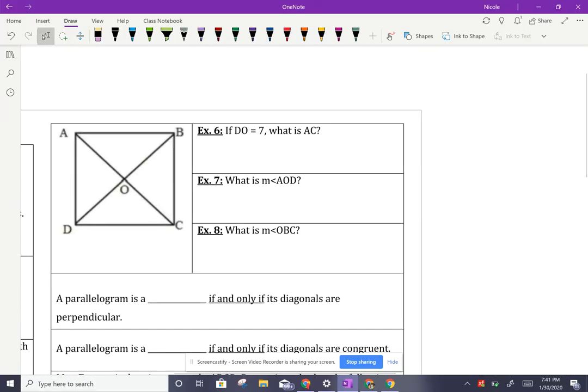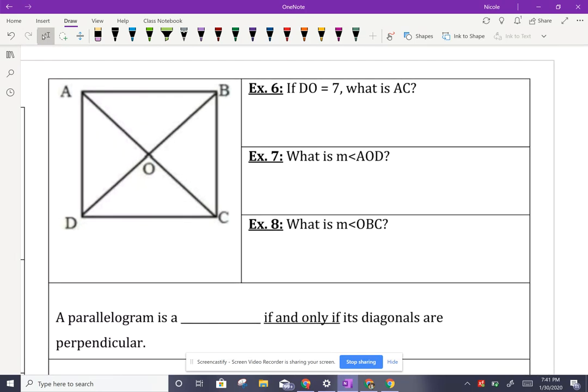All right, let's get some more square practice in. Okay, I have square ABCD. It says DO is 7. So DO is 7. What is AC? So remember, all of these are congruent. So if DO is 7, then AO is 7, and OC is 7. So AC has to be 14.